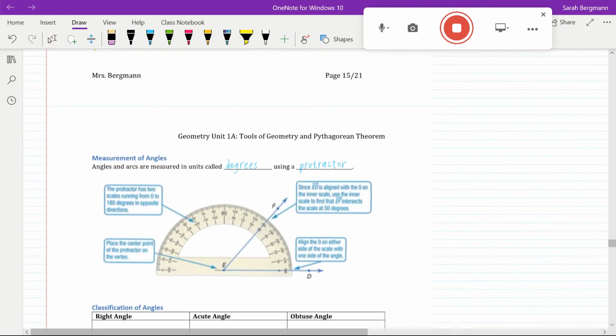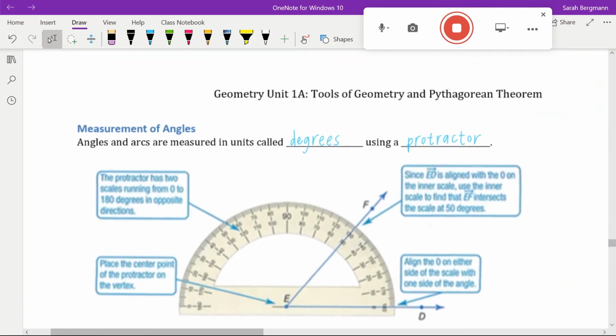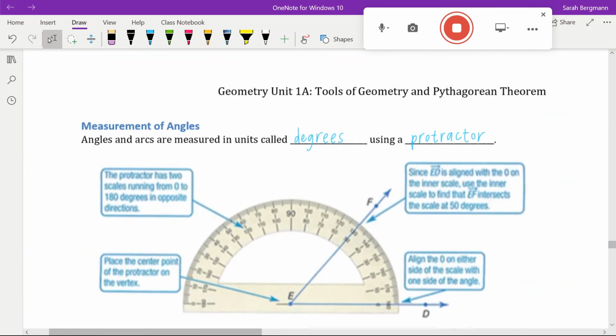Next, let's talk about how to measure angles. Angles and arcs are measured in units called degrees using a protractor, which is this tool shown here. We are going to practice using a protractor, but for now, let me just tell you how it's used. When we have an angle, such as this angle, angle FED, what we need to do is first place the center point of the protractor on the vertex of the angle.